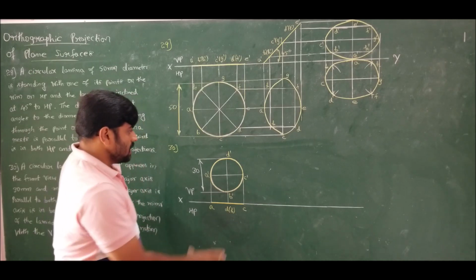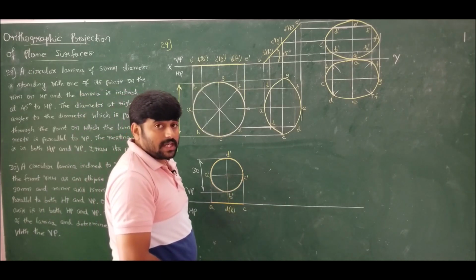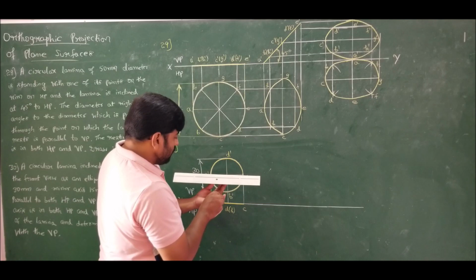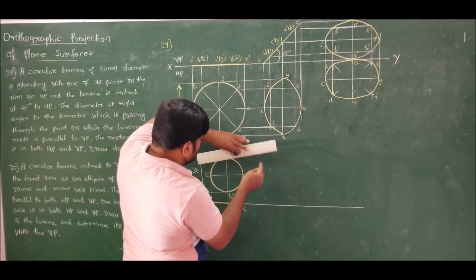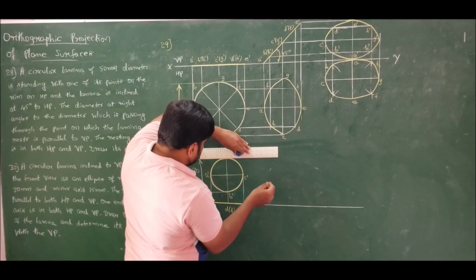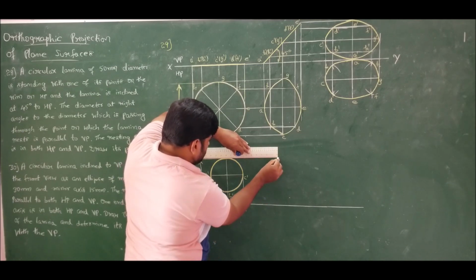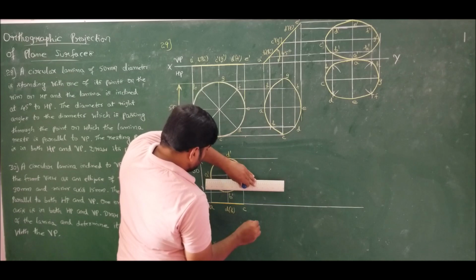Done first position. Second position is it is appearing like an ellipse, right? So ellipse of major axis is how much? 30. So take the major axis, you retain it as 30.